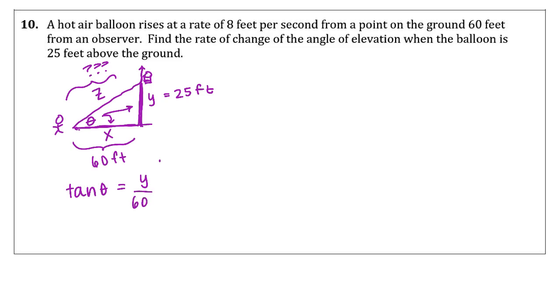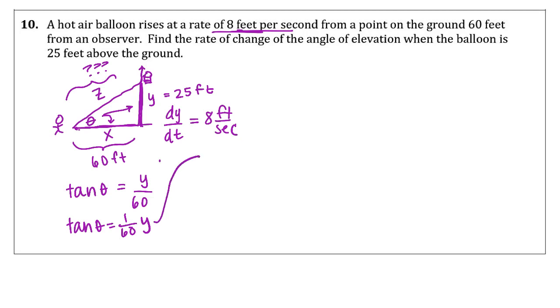Now, we can say 25 over 60, but we need to have something there that we can take the derivative of. And hopefully we know something about the balloon rising, 8 feet per second. So I know the rate of change for the side Y. Let's rewrite it as tangent of theta equals, and pull that 60 out to the side because it looks a little more friendly and you're not tempted to do the quotient rule here.